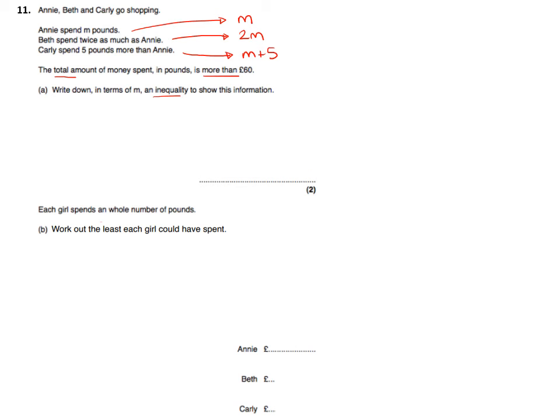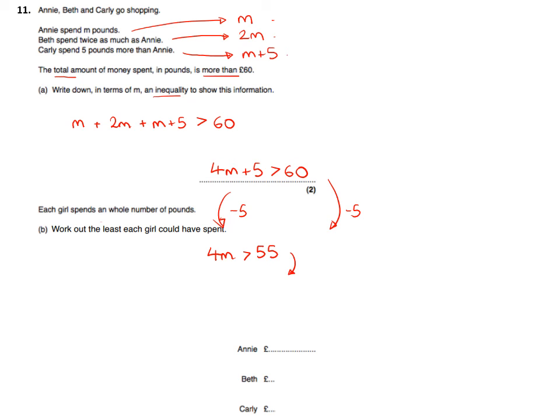So if I add these three up, M is Annie's money, plus what Beth spent, which was 2M, plus what Carly spent, which is M plus 5. That's the total amount of money is more than 60. And then I want to simplify that, and that will give me 4M plus 5 is greater than 60. Each girl spends a whole number of pounds. Work out the least each girl could have spent. So the first thing I'm going to do is solve this by subtracting 5 from both sides to give me 4M is greater than 55.